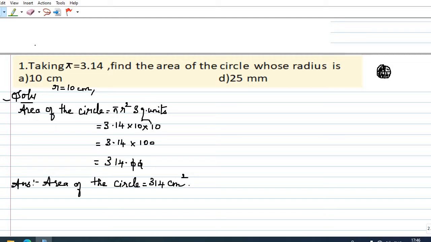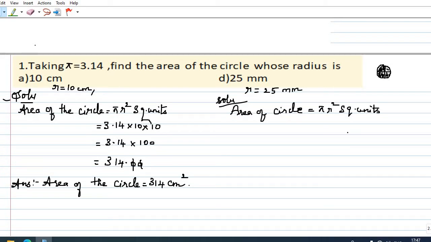Now, the radius we have to take is 25 millimeter. Now write the solution for this. First step, write the formula. What is the area of a circle formula? Area of a circle is equal to pi r square units. So what is it? Pi 3.14 into 25 into 25. Just do it in the rough column.